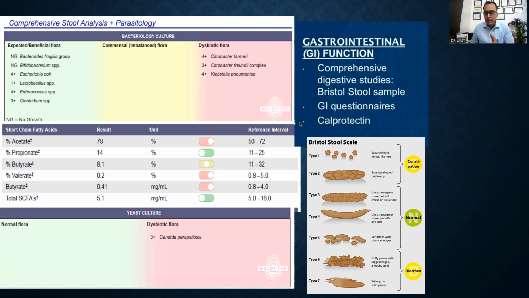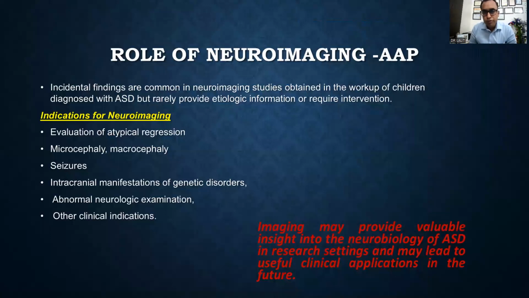So for GI testing, you go for comprehensive digestive studies, the Bristol stool scale, GI questionnaires like Rome 3, and calprotectin along with zonulin, etc., which I have told you about, plus the stool comprehensive analysis. Then what is the role of neuroimaging?